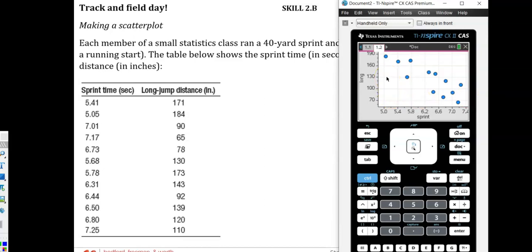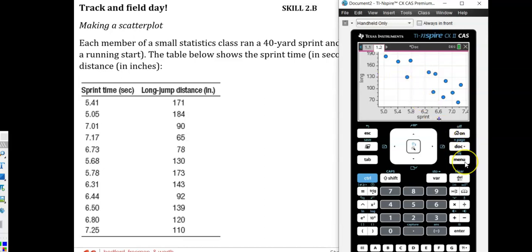We would describe this as maybe moderately strong, negative, linear. It does look linear, and doesn't have a lot of unusual points. Maybe the point 5.7, 130 is a little bit unusual, but I don't even think that qualifies. So there's really not a lot of unusual points here.